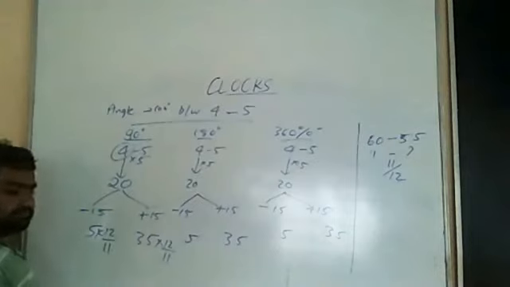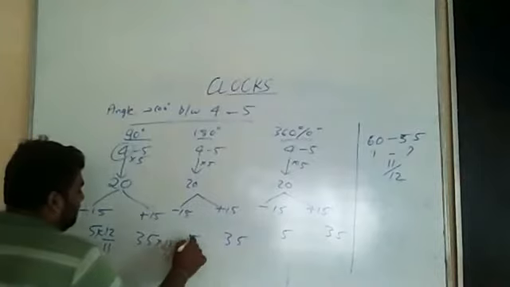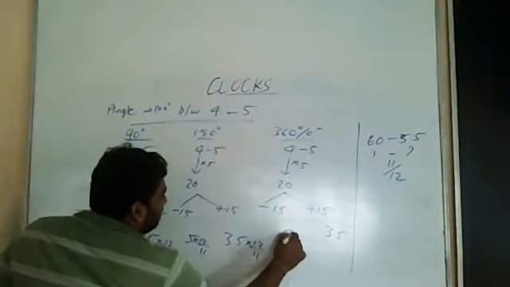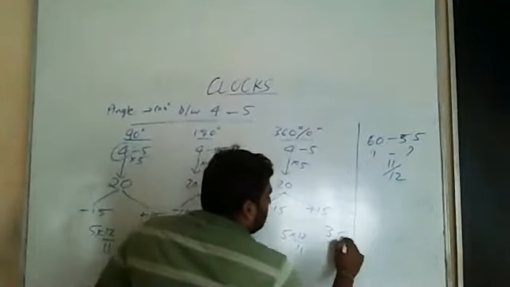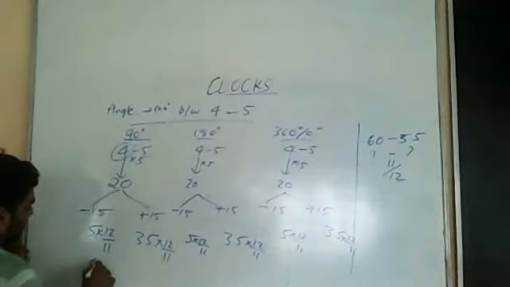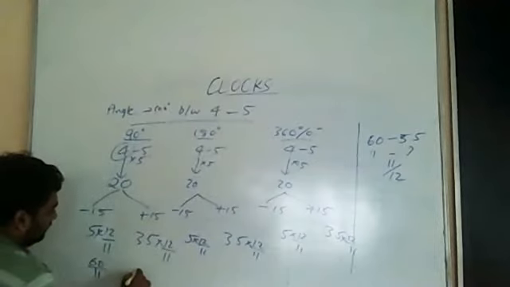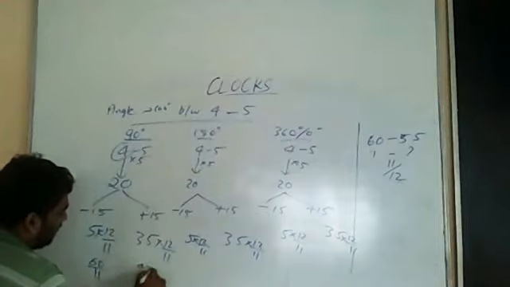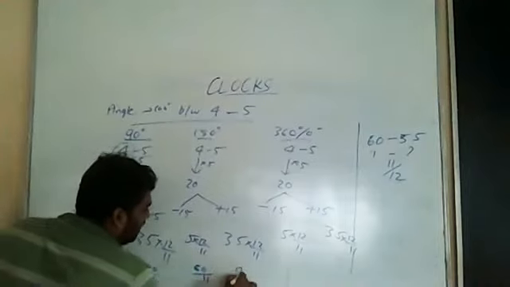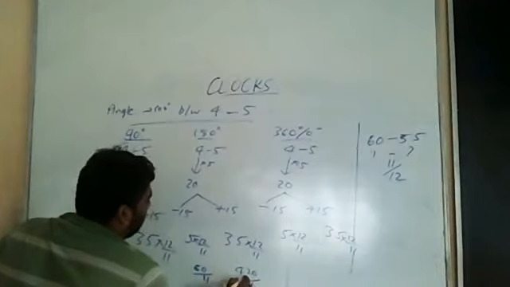I took that 11 by 5 only because it is used here. What do you do? You multiply everything by 12 by 11. Just take the reciprocal and multiply. This will be 60 by 11 and this will be 420 by 11. 60 by 11, 420 by 11.